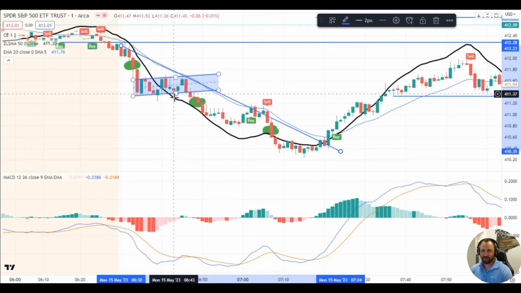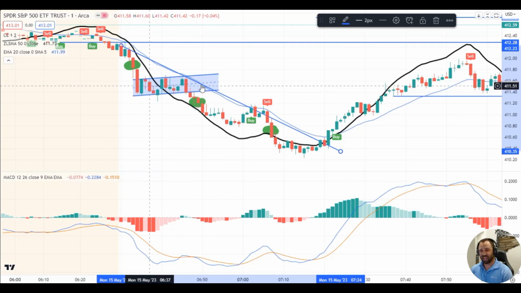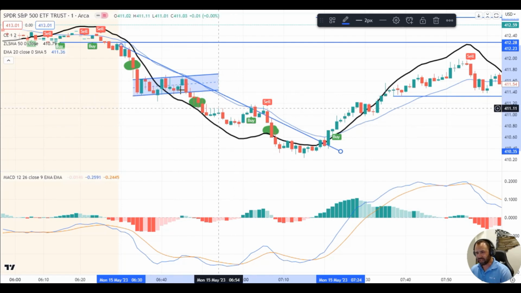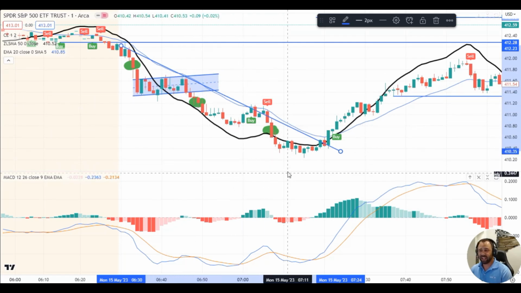Again, that bear flag can be a sign of a continuation, or it can be a reversal. It depends on how it breaks out of this. But this is a really good sign to look for. And when you can start identifying these types of patterns, you're going to be set up for success much, much better. And so those three trades ended my day, 45 minutes into the trading day, and I was done.